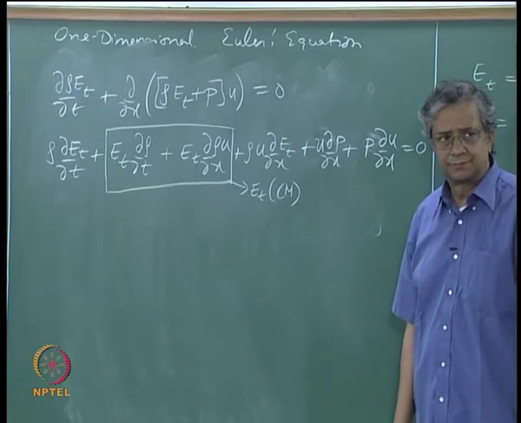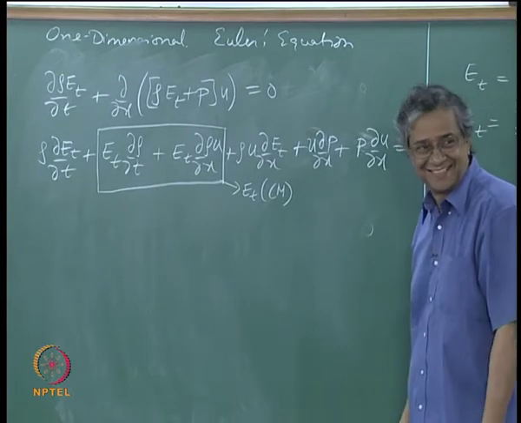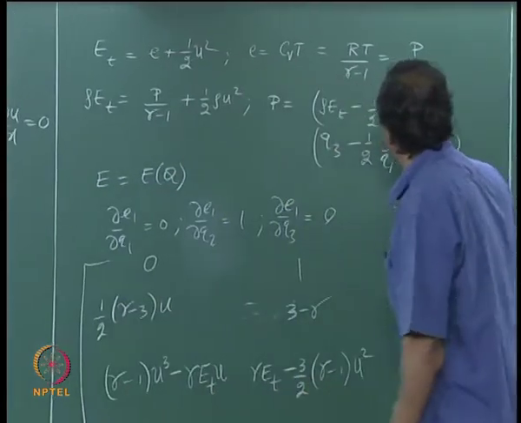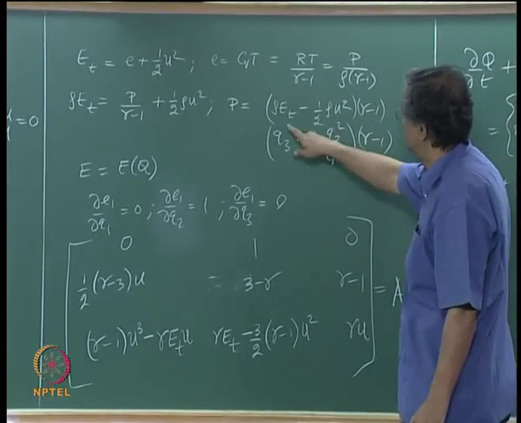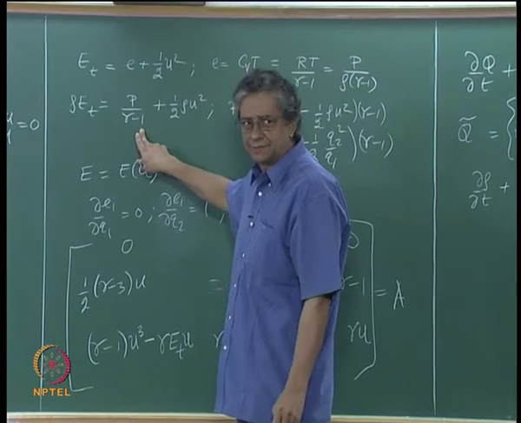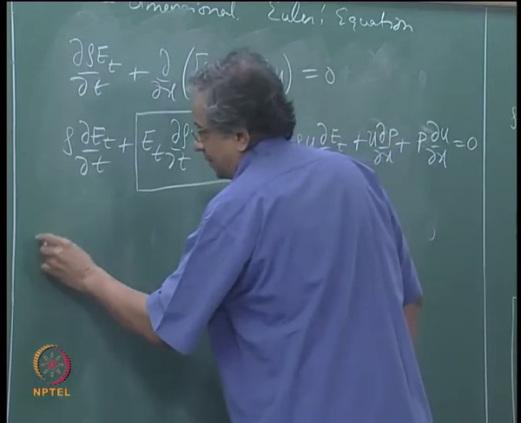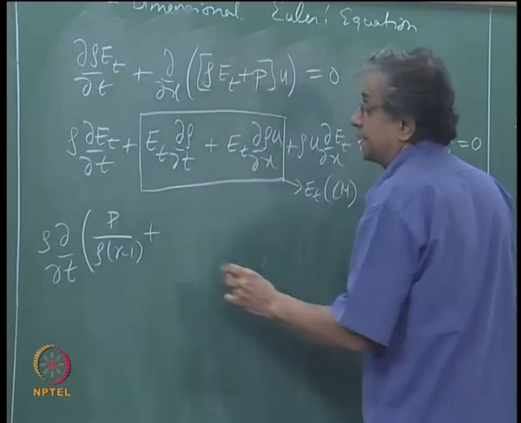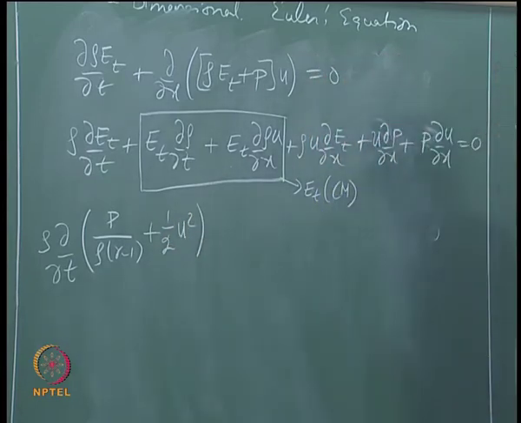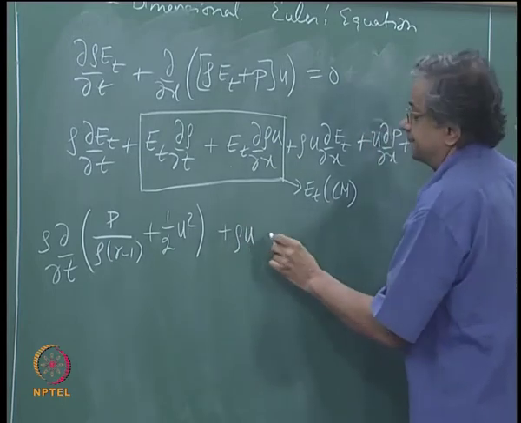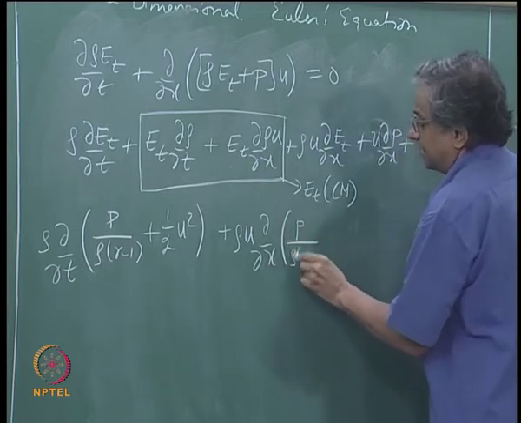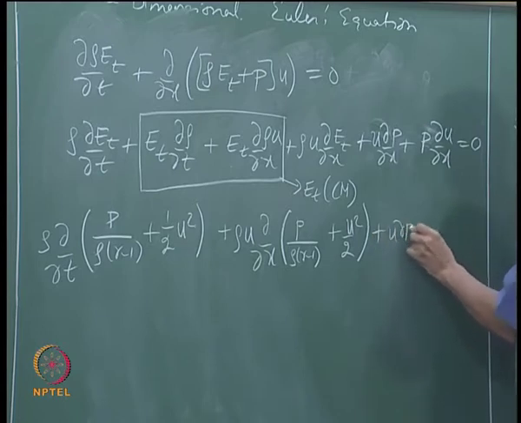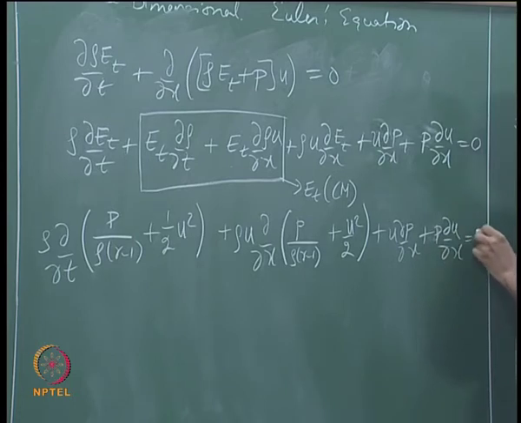Is there anything else we can do? It looks like we have no choice. We have to expand that e_t. What was e_t? I had that somewhere here. So there is a 1 over rho, but e_t is here. So rho dou by dou t of e_t, which was p by rho times gamma minus 1 plus 1 half u squared, plus rho u dou by dou x of p by rho times gamma minus 1 plus u squared by 2, plus u dp dx plus p du dx equals 0.